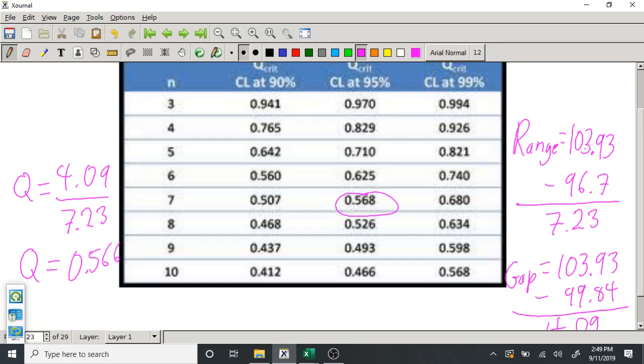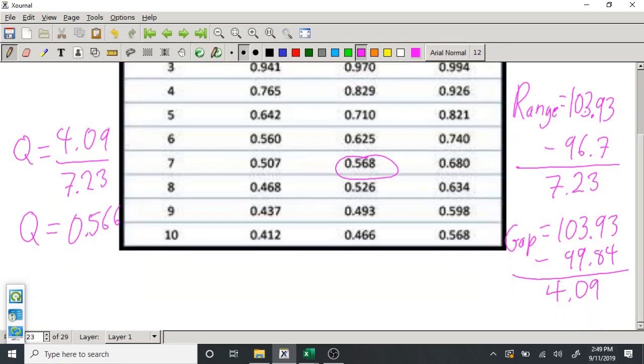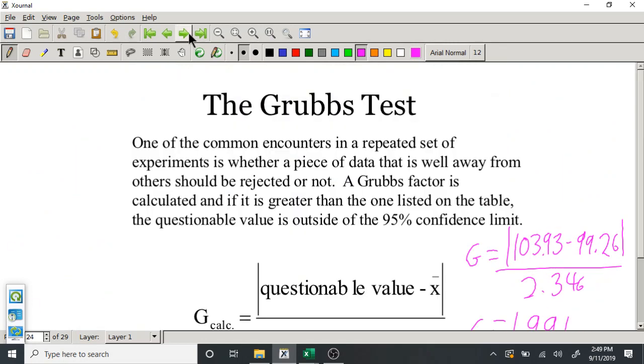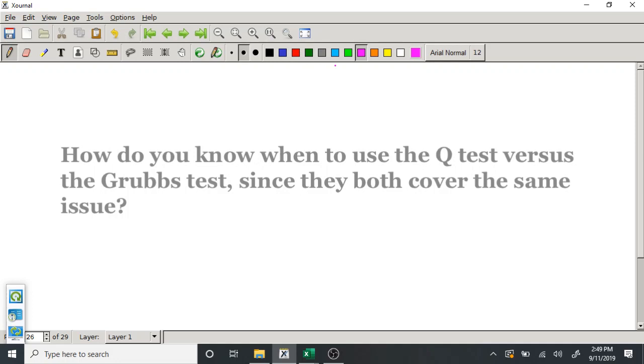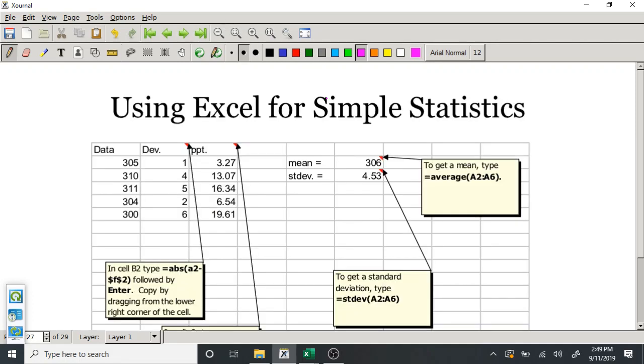But if you're asked to do one of these tests in a lab, just follow it, okay? Because in many cases, the labs were written by Dr. Yarmchuk, who has a good background in statistics. So think about that. Sometimes you do the Grubbs test, sometimes you do the Q test to decide whether data should be thrown out or not. That's the question I asked here. How do you know which to use?